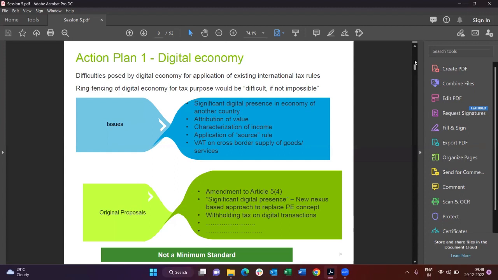Not a minimum standard means there wasn't any compulsion for the countries to adopt these standards. So out of the 15 action plans, only 4 action plans were compulsory in nature, which needed to be adopted by all the countries. The remaining action plans were not a minimum standard, because it is like an ideal thing to do, but it wasn't compulsory.